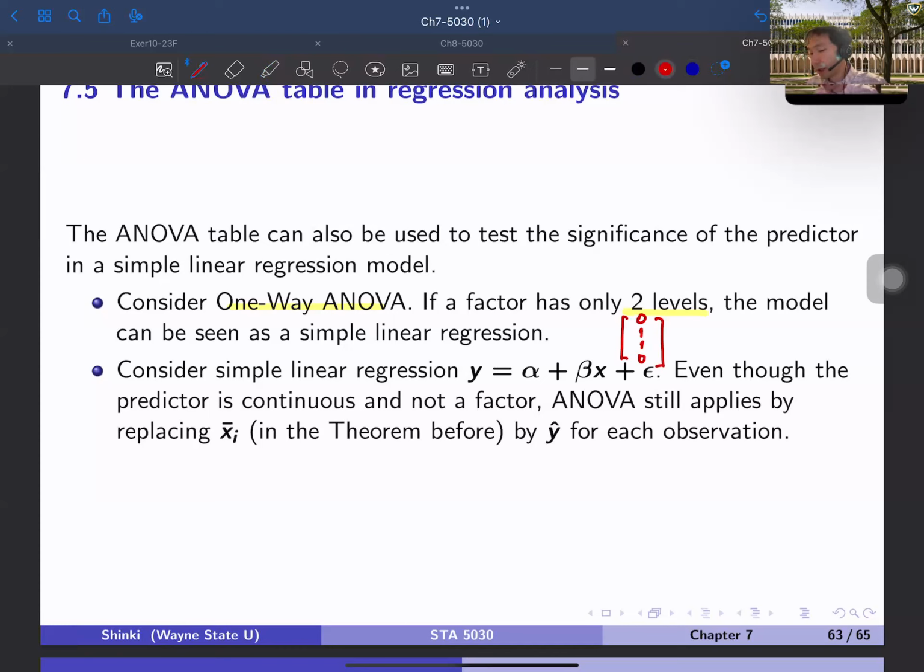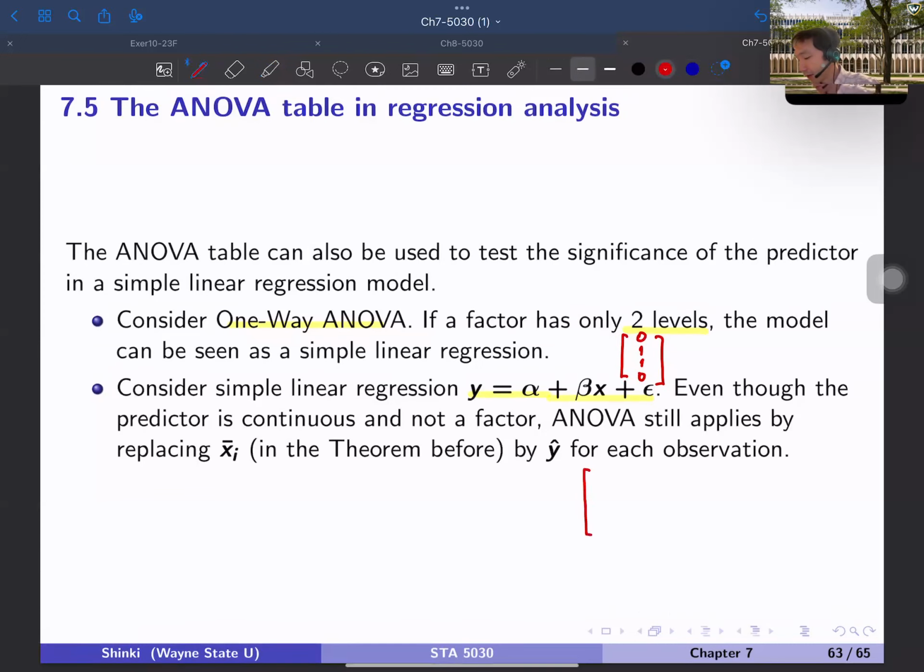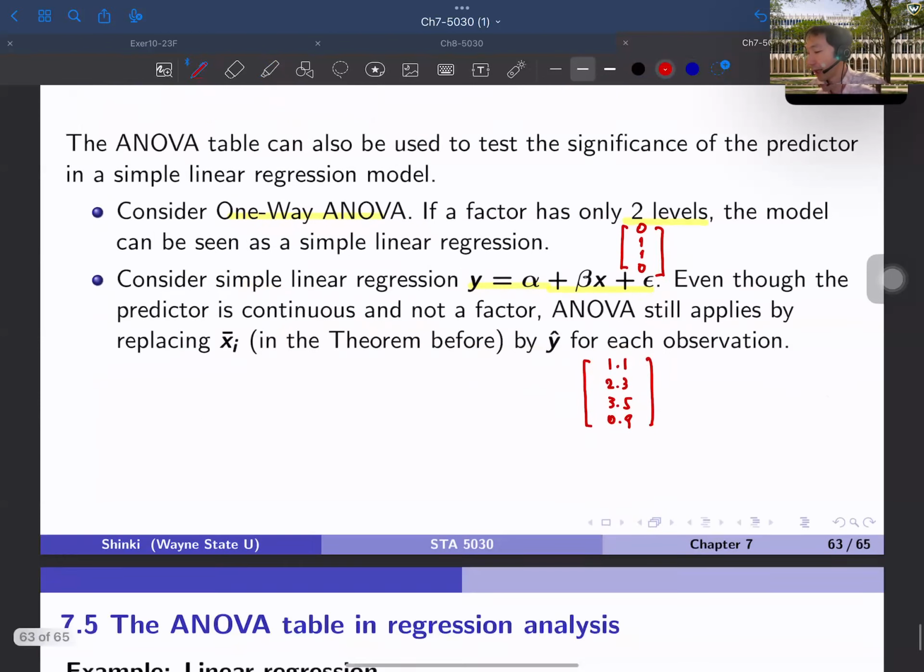And this is a similar situation to simple linear regression, y is equal to alpha plus beta times x plus epsilon. Because x is a continuous variable, the vector looks different. Maybe x values are 1.1 and 2.3 and 3.5 and maybe 0.9 or something like that. So it looks different, but still it's just one vector. So we have the same structure, so ANOVA can be used to test the significance of the predictor x.